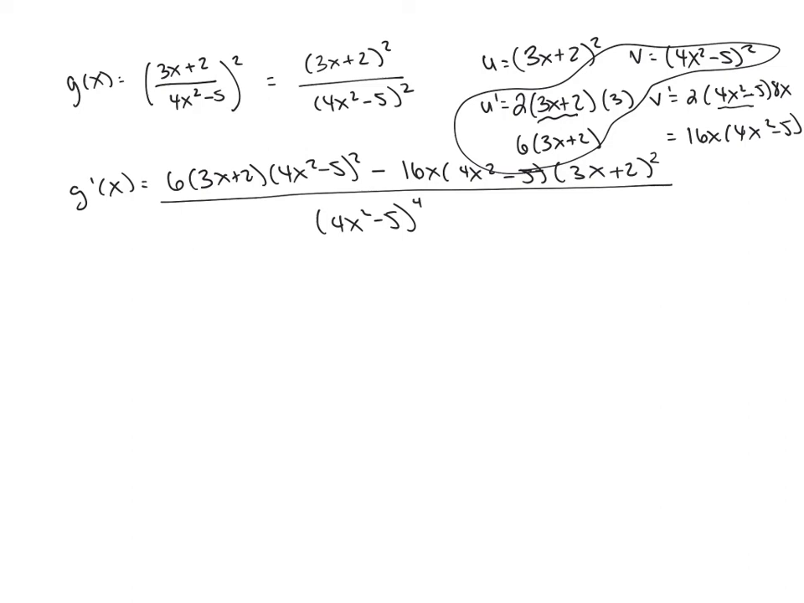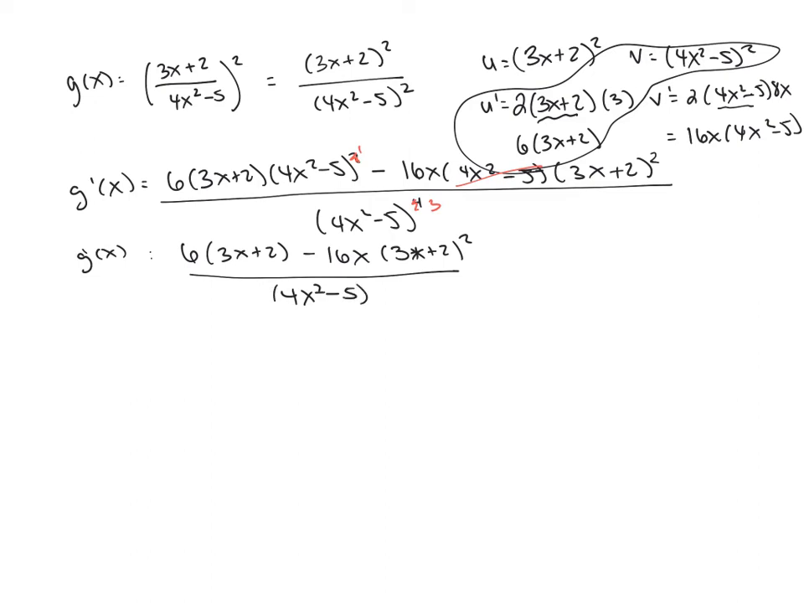Now I can simplify this. It looks like I have a 4x squared minus 5 in every single piece, so I can reduce that. So let's see. I'm going to cancel off this one, and that means 1 will be left there, and 3 will be left there. So let's rewrite that. 6 times 3x plus 2 minus 16x times 3x plus 2 squared, all over 4x squared minus 5 cubed. And I can leave it just like that.